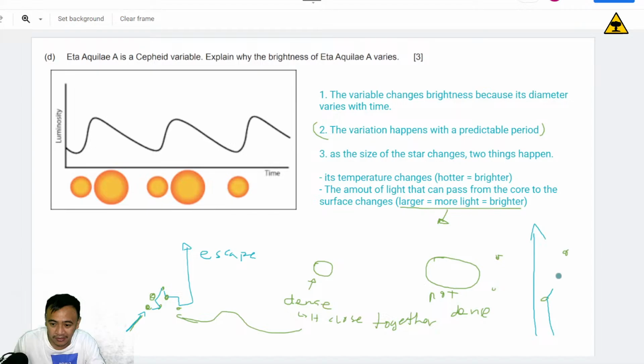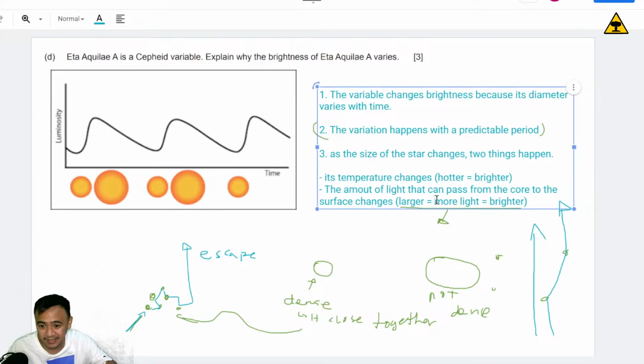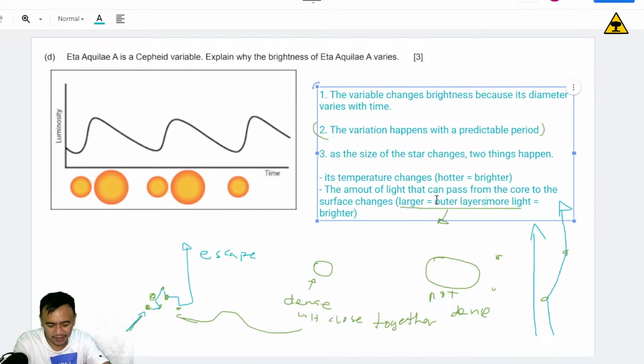In other words, the bigger it is, the more transparent it becomes. Larger means outer layers become transparent, and therefore more light and therefore brighter.